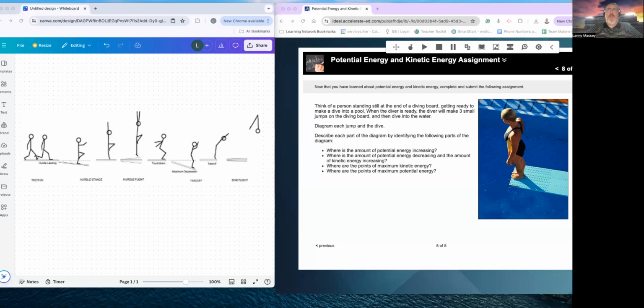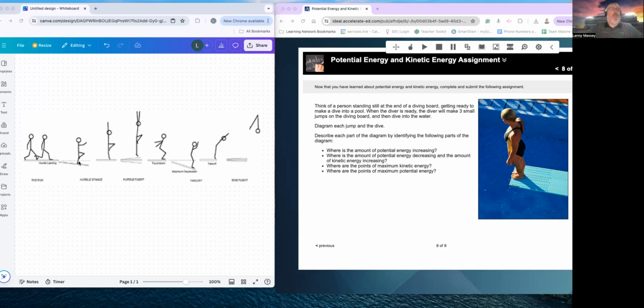When the diver's ready, the diver will make three small jumps on the diving board and then dive into the water. Diagram each jump and the dive. Describe each part of the diagram by identifying the parts of the diagram. Where is the amount of potential energy increasing? Where is the amount of potential energy decreasing and the amount of potential energy increasing? Where are the points of maximum kinetic energy and where are the points of maximum potential energy?